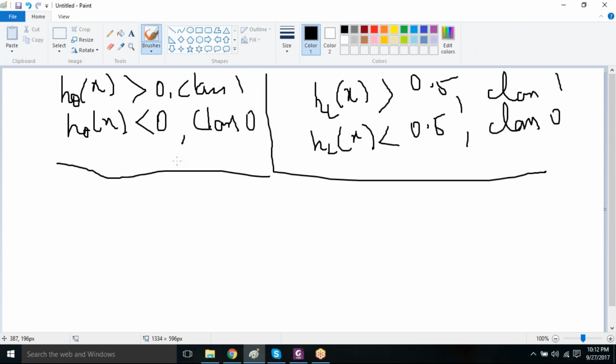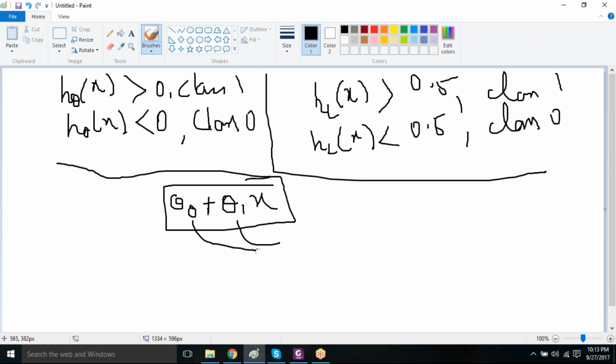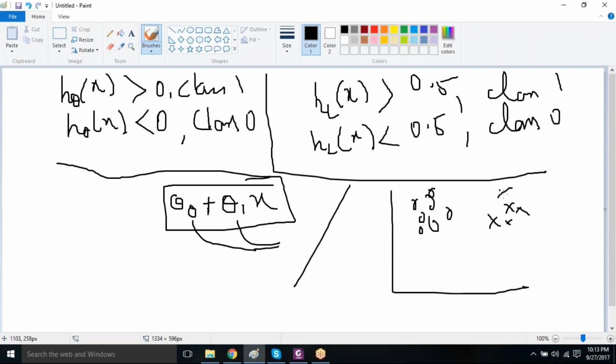But actually, if you see the theta naught and theta 1, the boundary which you are making is a line only, right? With this theta naught and theta 1, you are basically drawing a boundary only. The only thing is, the theta naught and theta 1 values will be tuned such that it will not fit the data like this, but it will fit the data like this.